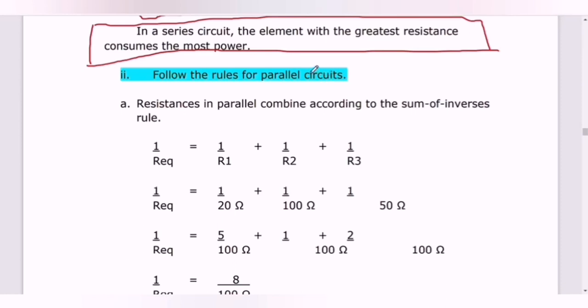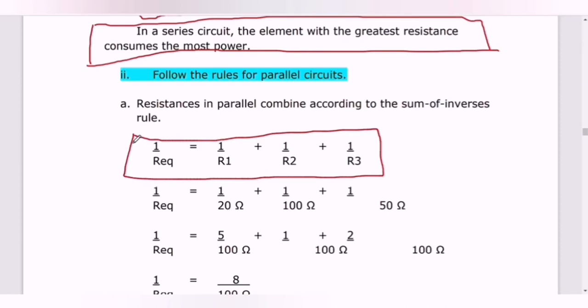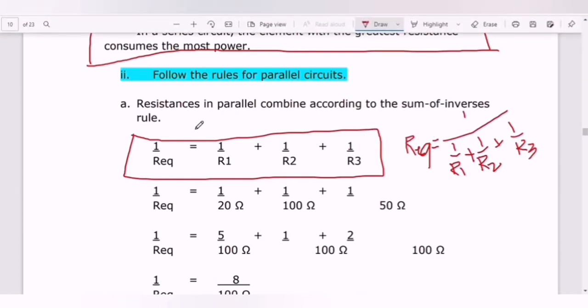So first is to solve for the resistances in a parallel connection. As stated in its relation, the reciprocal of the total or the R equivalent is the sum of the reciprocals of all resistances. So you can use this equation, or you can also use this one: Req is equal to 1 over R sub 1 plus 1 over R sub 2 plus 1 over R sub 3. So you can use either this one or this one.